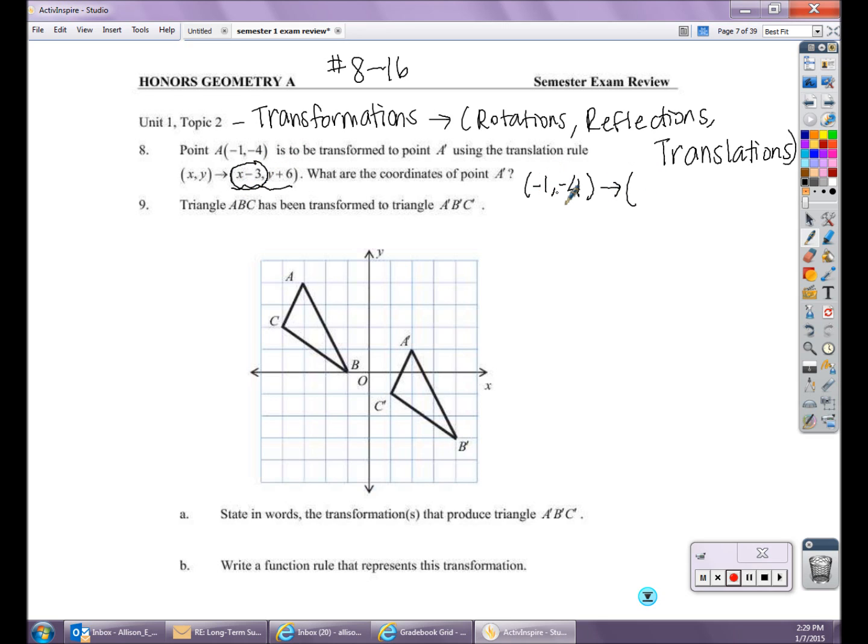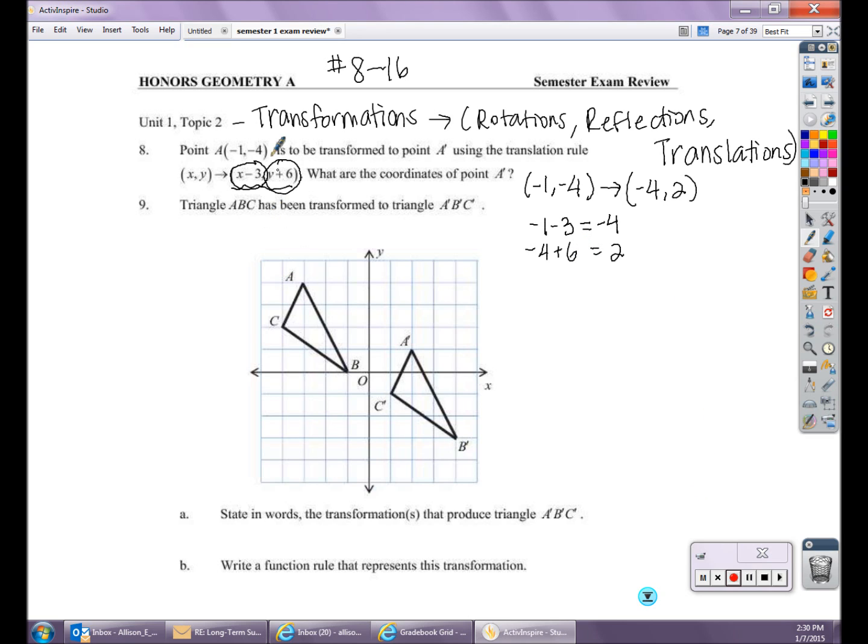So -1 minus 3. 1 negative, 3 negatives is 4 negatives. And you want to add 6 to the y. So I'm going to do -4 plus 6. 4 negatives with 6 positives is 2 positives. So the answer is -4, 2.